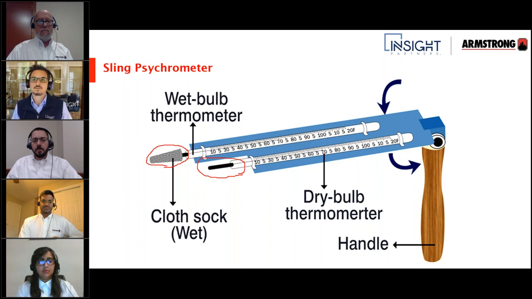So evaporation is going to occur from the water on this sock. When it does, it's going to cool this thermometer, right? The more water evaporates off of this sock and goes into the air, it's going to provide evaporative cooling, which is going to cool this thermometer.